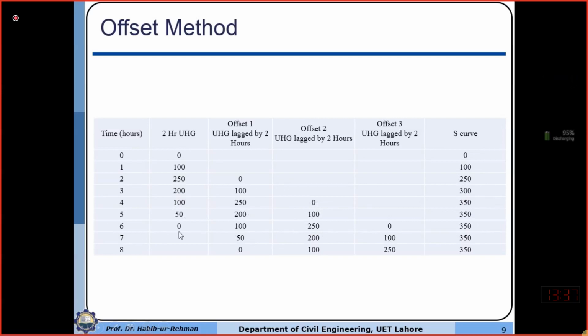After the time base of the unit hydrograph from which the S curve has been derived, which is 6 hours, the S curve becomes constant. You can see that after 6 hours, the next ordinates remain the same. That is called the offset method to obtain the S curve. By taking offsets, that is, unit hydrographs lagged from each other by the duration of the given hydrograph, we can obtain the S curve ordinates. This is one method of obtaining the S curve ordinates.